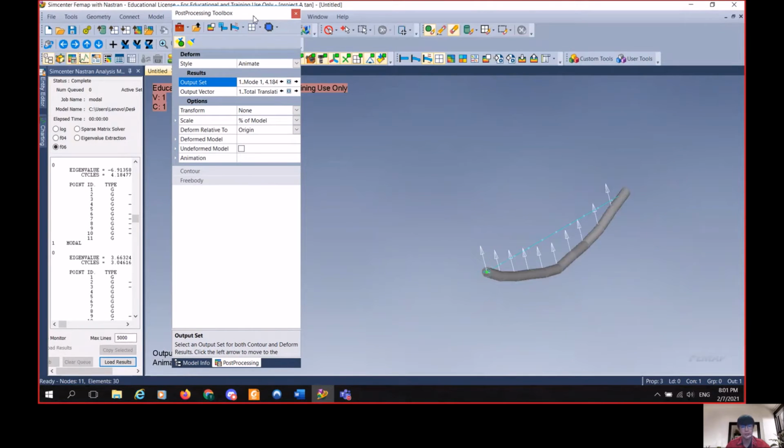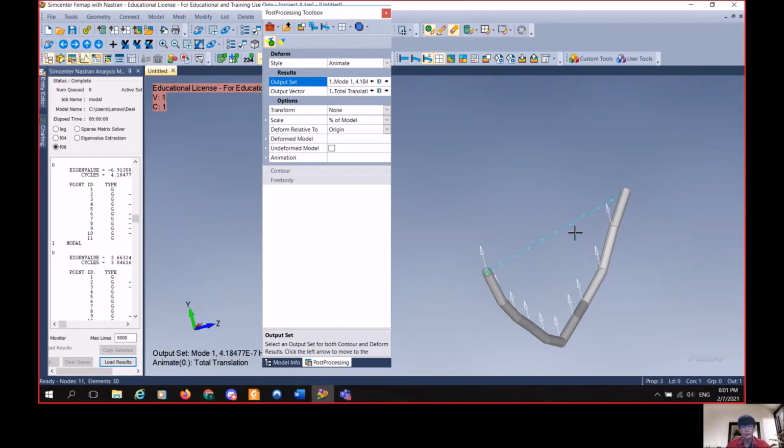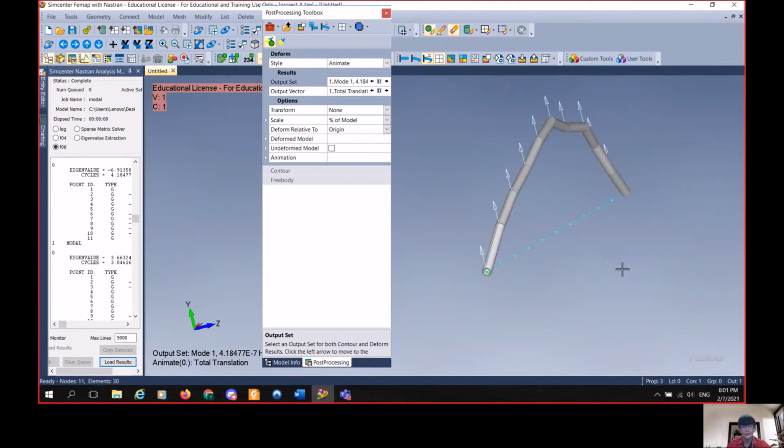So as you can see, this is mode 1, the animation of mode 1. It is moving around the y-axis, up and down along the y-axis, and this is a simple harmonic motion with a frequency of 4.184 times 10 to the power of 7 hertz. While for mode 2 and mode 3, they have the same frequency, which is 0.304 hertz, while moving in different directions. Mode 2 is moving around the z-axis, while mode 3 is moving around the y-axis.